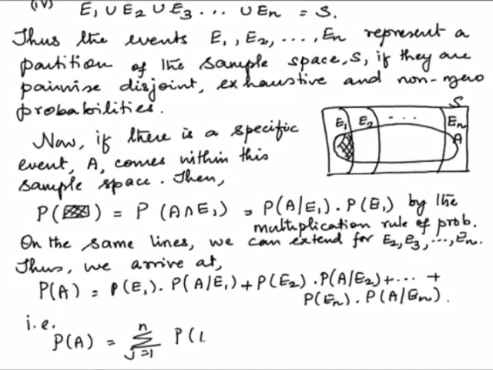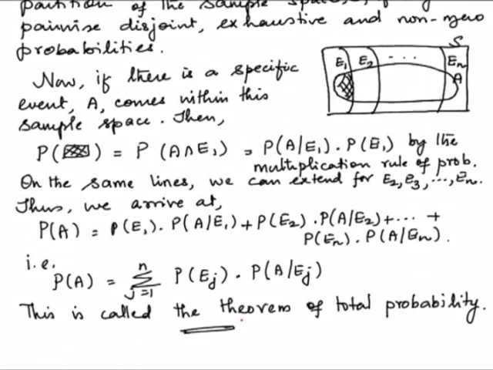Thus, we have probability of A to be written explicitly as probability of E1 into probability of A given E1 plus probability of E2 into probability of A given E2 plus etc. Probability of En into probability of A given En. It can be simplified and written as probability of A is equal to sigma j varying from 1 to n of probability of Ej into probability of A given Ej. This is the general form of representing the theorem of total probability.